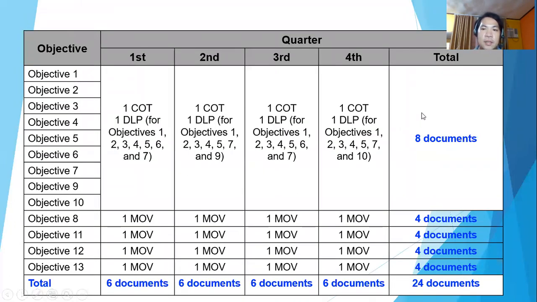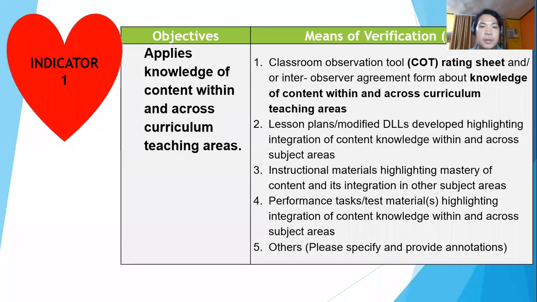Ideally speaking, we have to request a classroom observation from the rater every quarter. And we should provide each MOV also in every quarter.